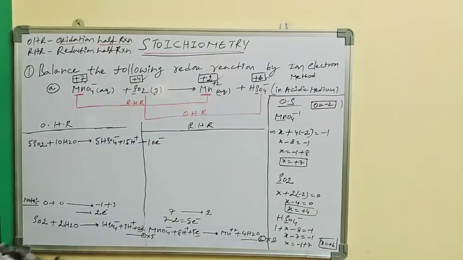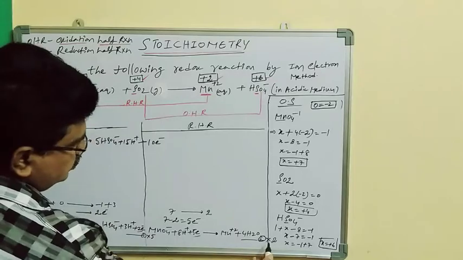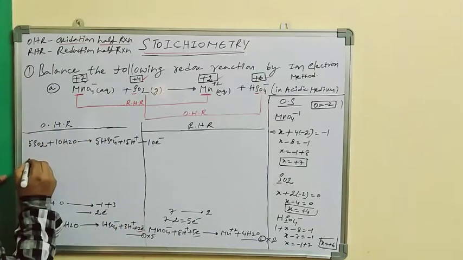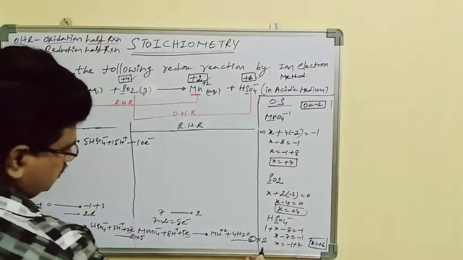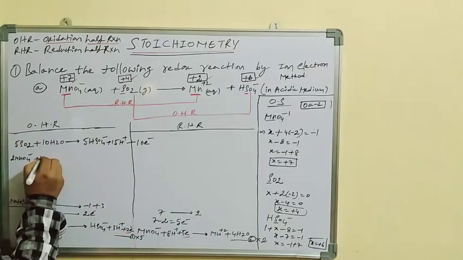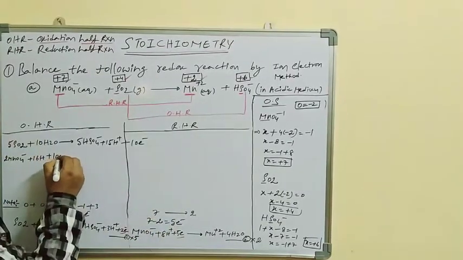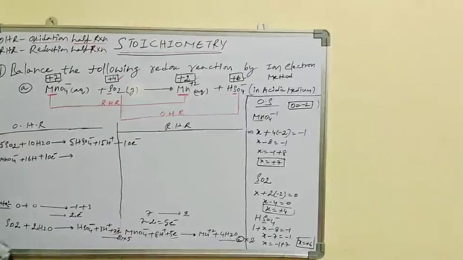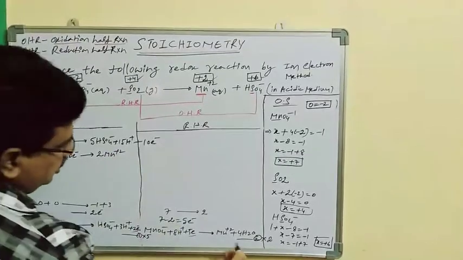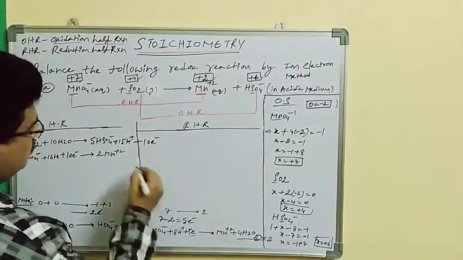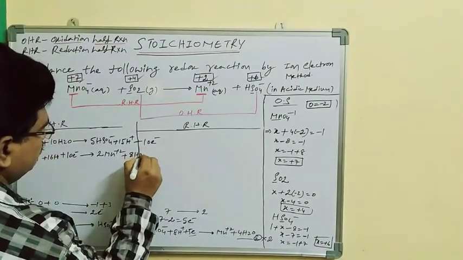10 electrons. So in this reduction reaction, I am multiplying the equation with 2: 2 MnO4 minus, 2 eights are 16 H plus, 5 twos are 10 electrons, gives 2 Mn 2 plus, multiplying the total equation with 2, plus 2 fours are 8 H2O.